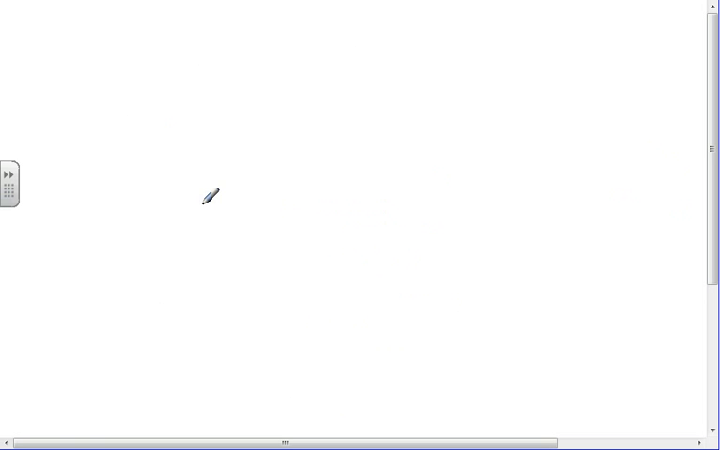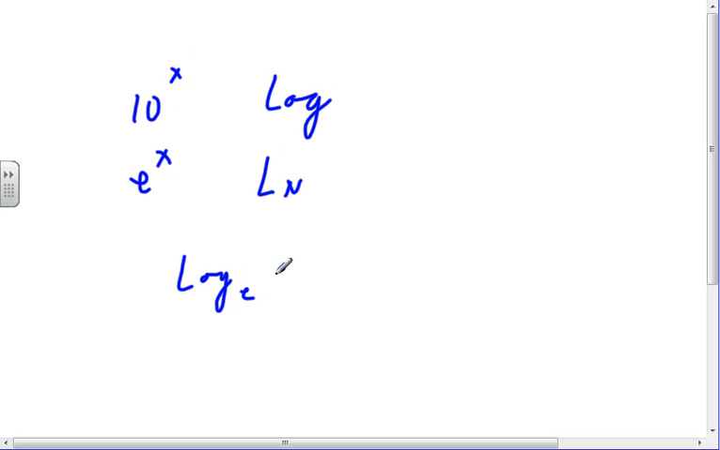All right, back to logs. My calculator had 10 to the x on it, so I can do an anti-log. It has e to the x, so I can do an anti-natural log. It has a log for common log. It has an ln for natural log. All the rules apply the same. So instead of saying log base e, I say natural log, ln. Okay, so that I save some ink.